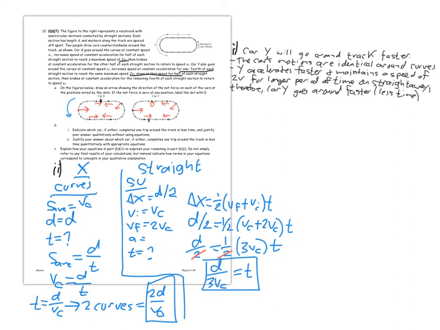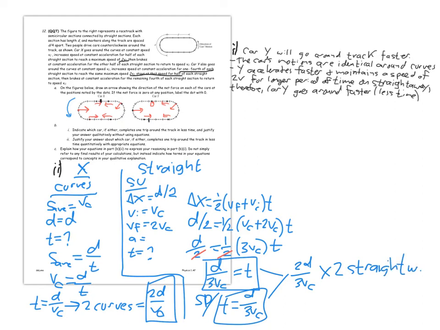So that D over 3vC is the time to speed up. It's also the time to slow down. So our slowing down time is also going to be D over 3vC, which means one straightaway is going to be 2D over 3vC, and there are two straightaways total, so that means that our total time for the straightaways is going to be 4D over 3vC.